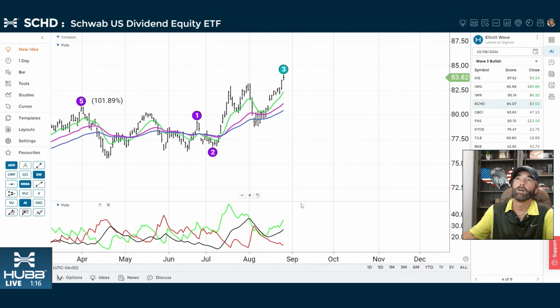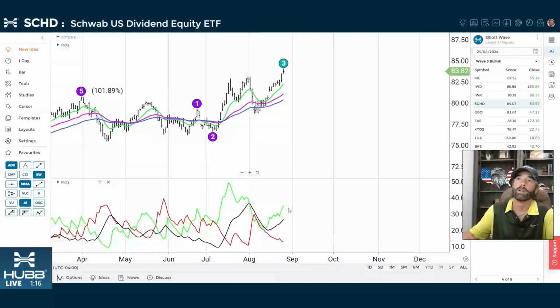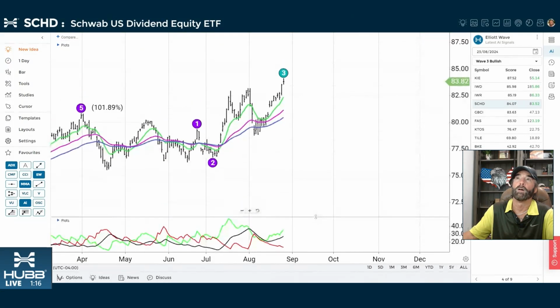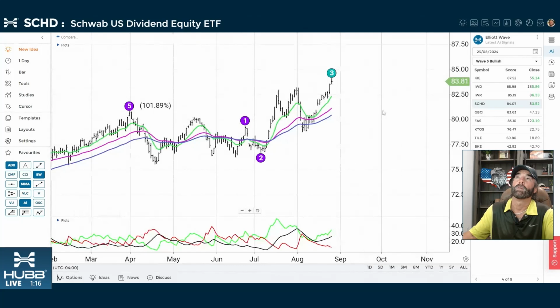So remember how I've always mentioned that the two directional indicators are more responsive to day-to-day movements? You can see that clearly in how the positive directional indicator is higher and the negative is lower from where we were on the AI signal that came in last night. So we're moving to the upside. We're in a wave 3.